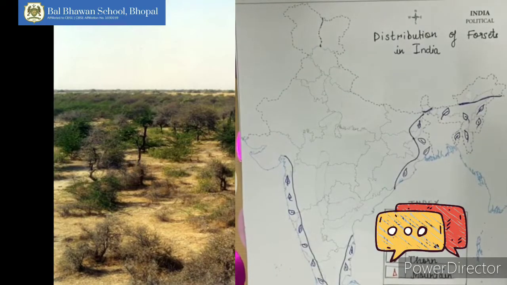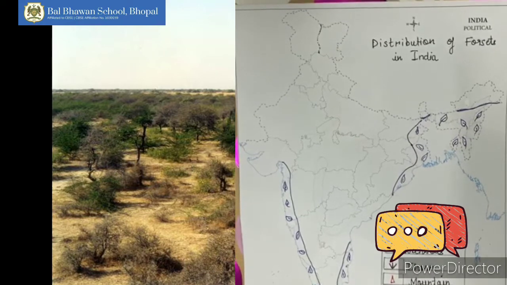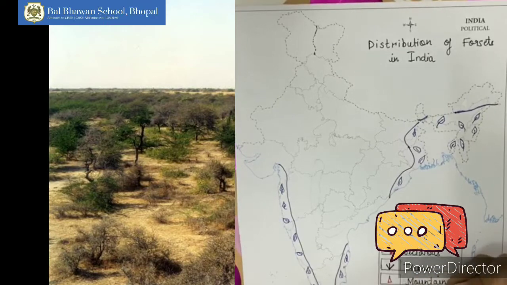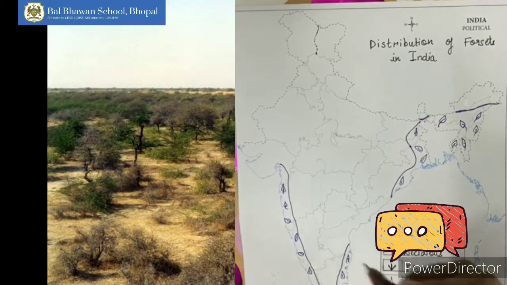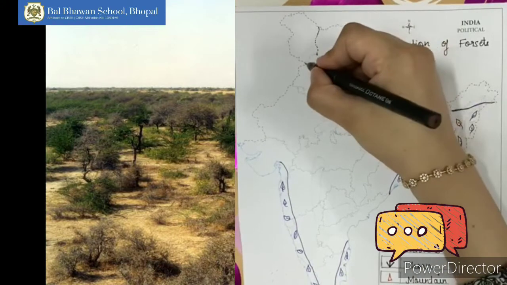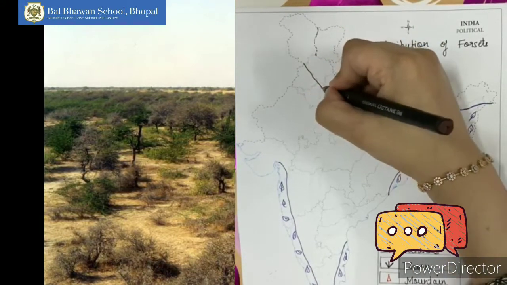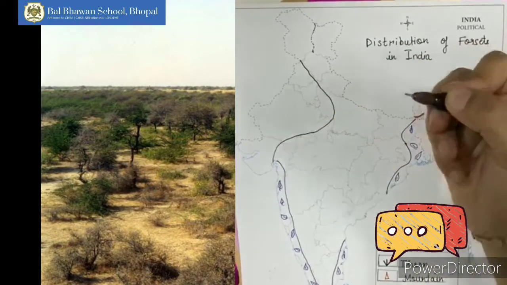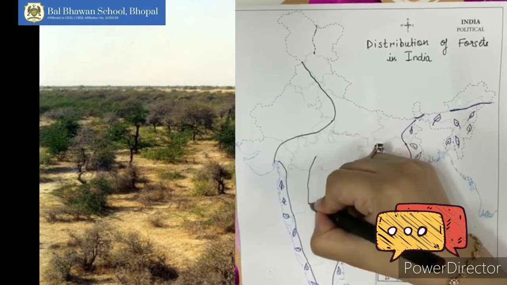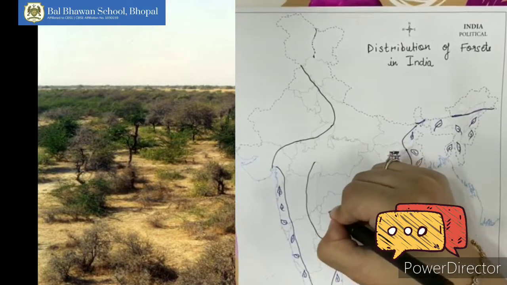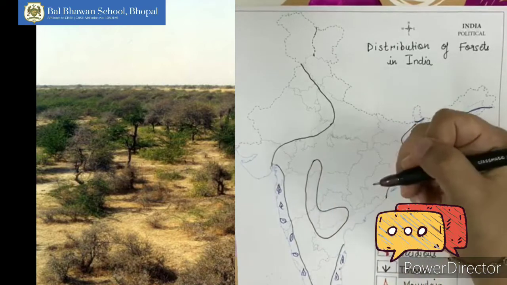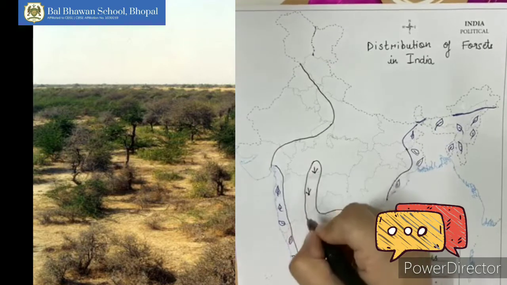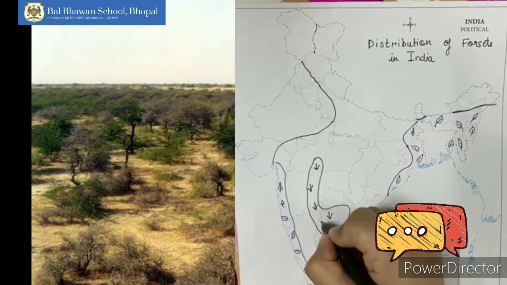Next, let's mark the thorn forest in our country. This is the symbol for this. Now, the areas covered by thorn forests are the major part of Rajasthan and Gujarat. Then it is covering some portions of Madhya Pradesh. Also, you can see a small patch in the peninsular area. It is having a bit of Madhya Pradesh, a bit of Maharashtra, and some areas of Karnataka, Telangana, and Andhra Pradesh.